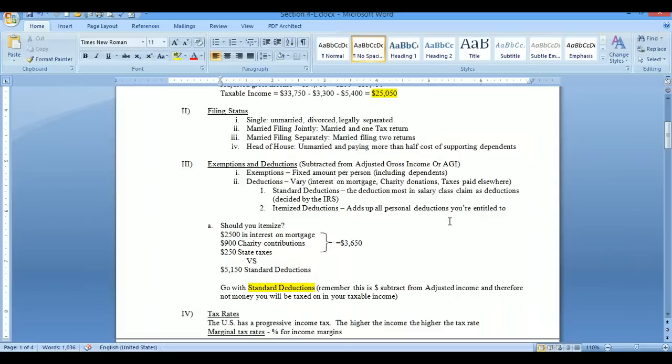Or head of house. This is if you are unmarried by the end of the year and paying more than half the cost for supporting your dependents. So single parents would fit in that category.